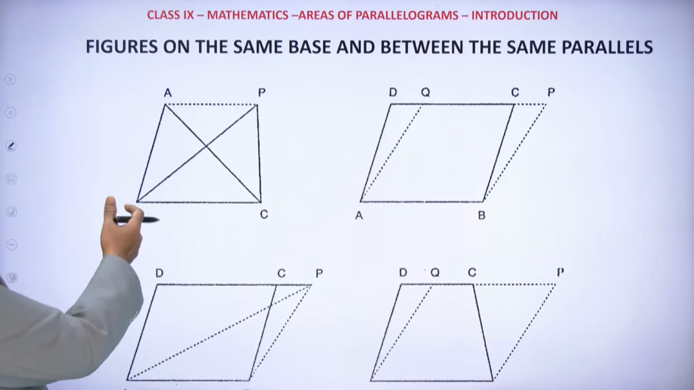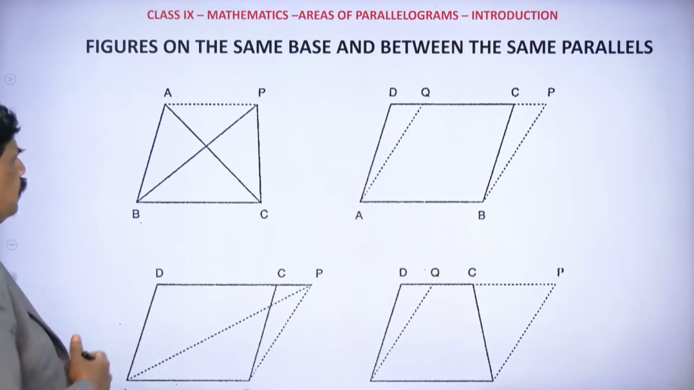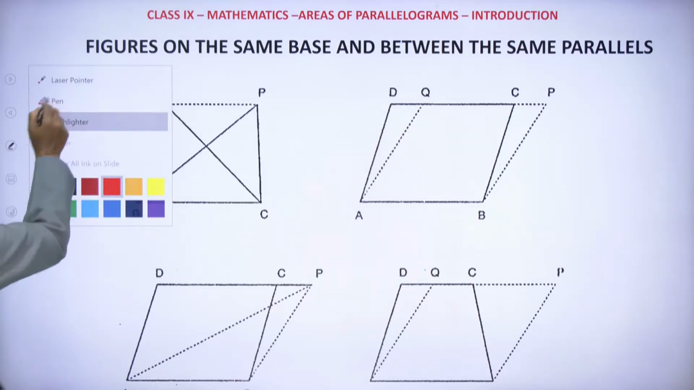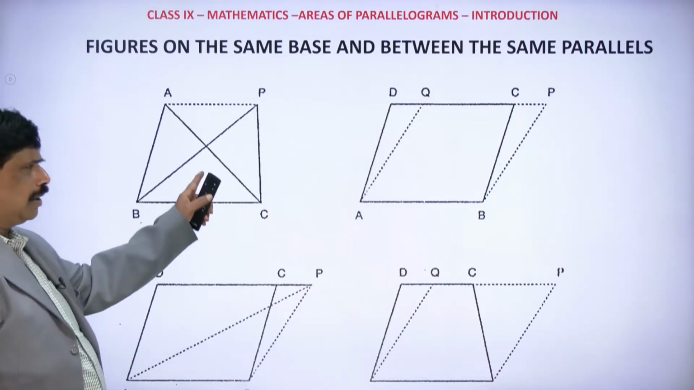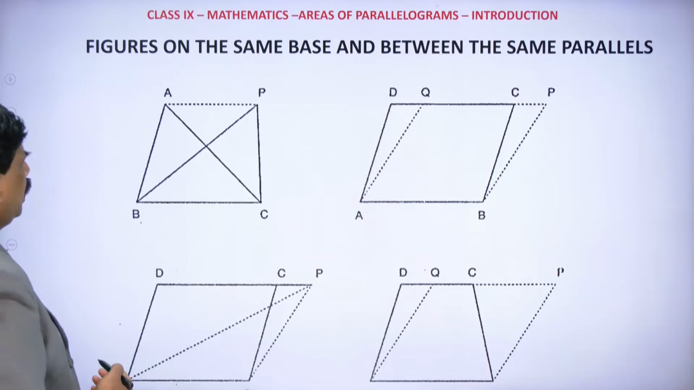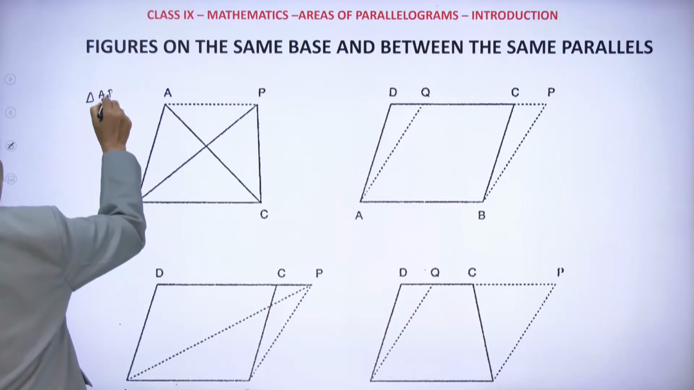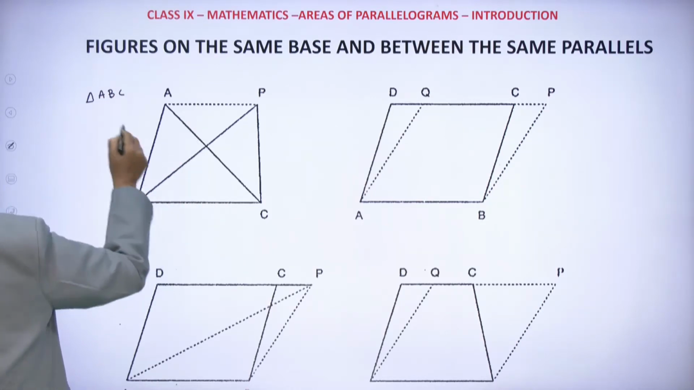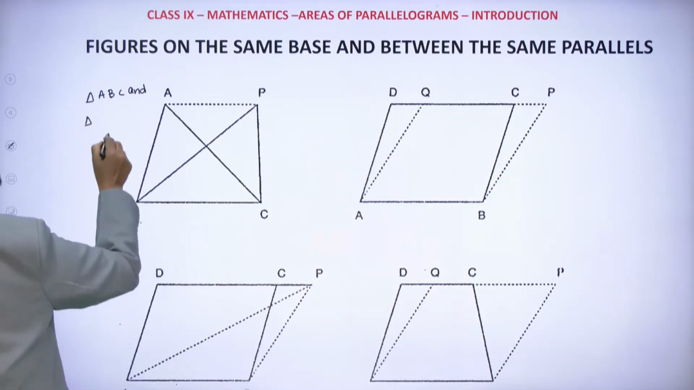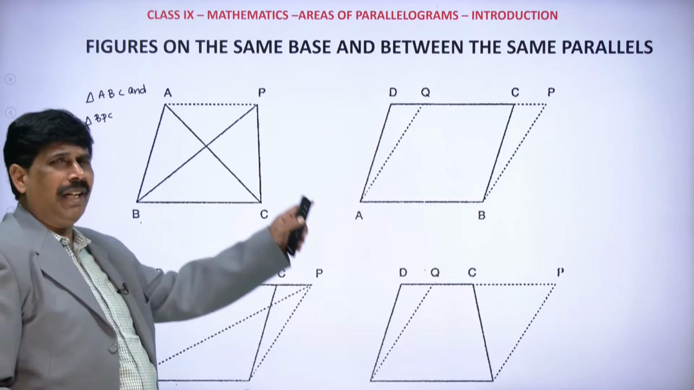Now you see here, you are seeing the figures on the same base and between the same parallels. What is your observation here? You are seeing two triangles. What are the two triangles you are seeing here? Triangle ABC, and one more, a triangle BPC. Triangle ABC and triangle BPC.